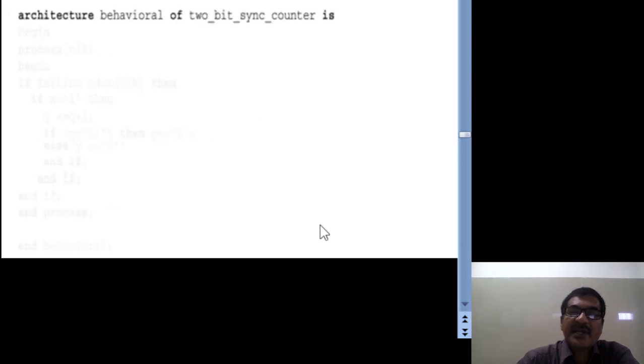Then coming to architecture, behavioral of 2-bit synchronous counter is, that is, start with the word architecture, name of entity, is. As per the syntax, these are the names we have to use here. Then architecture begin. After architecture begin, we need to go for process statement because the model is behavioral model. So process of the clock.